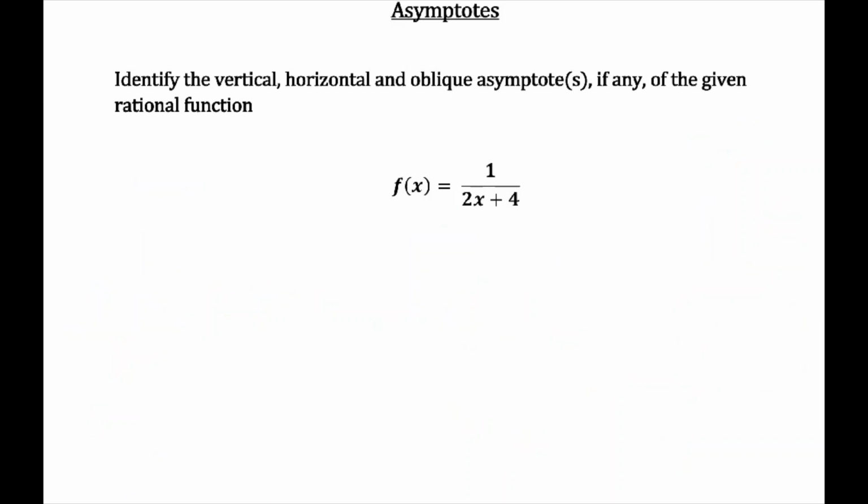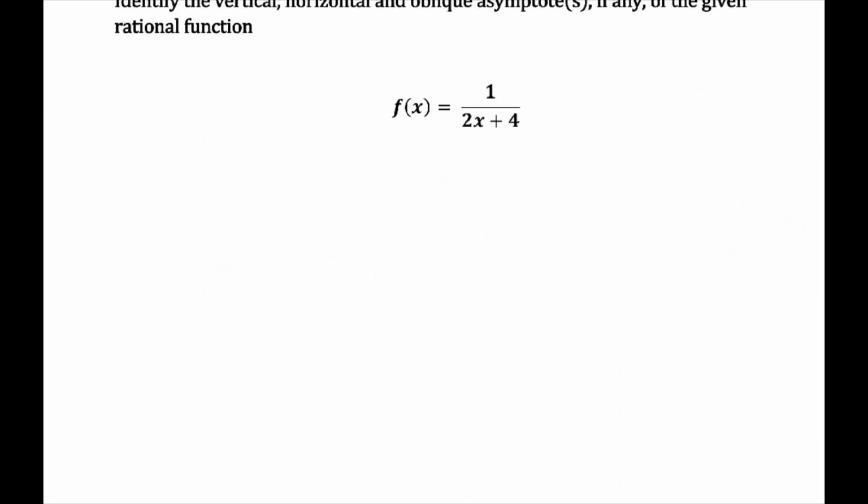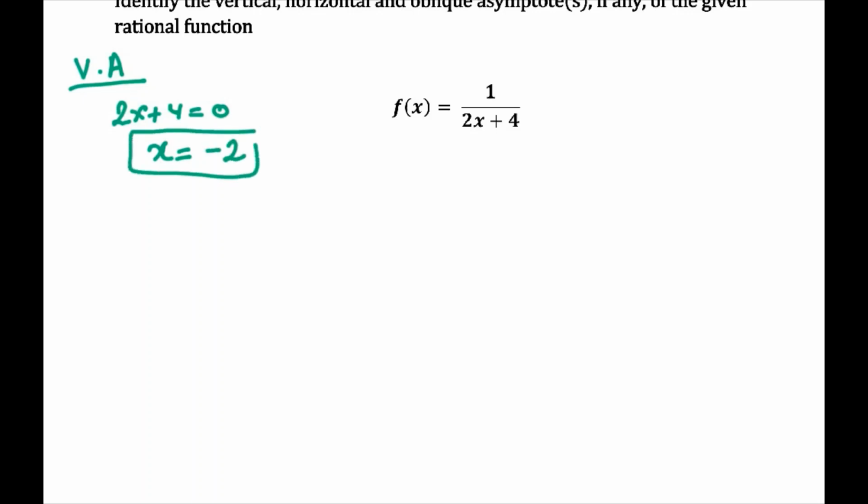Now let's try to find the asymptotes for this function, 1 over 2x plus 4. So we are going to start by finding the vertical asymptote. The vertical asymptotes are vertical lines which correspond to the zeros of the denominator of any rational function. So let's find what can make 2x plus 4 equal to 0. x is going to be equal to -2. So if x equal -2, when we substitute it here, we'll get an error. So x equal -2 is my vertical asymptote.